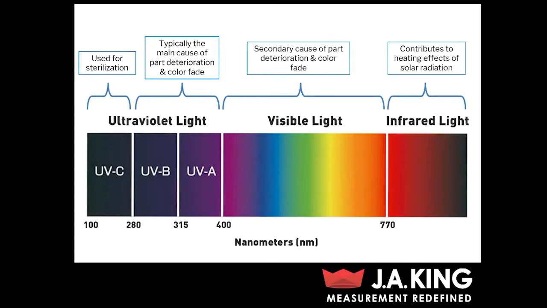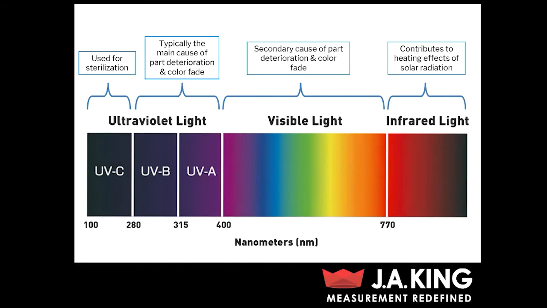Now, if you move up in the spectrum a bit, we hit UVA and UVB. These are typically the main cause of both part deterioration and color fade. Further up in the spectrum, we've got visible light, which is typically the secondary cause of those same factors, both part deterioration and color fade. But it is important to note that different materials and different pigments are going to be affected differently by different portions of the spectrum. While some pigments might experience a lot of color fade down at 300 nanometers, other pigments experience color fade more from that visible light portion, maybe up in the 500 nanometer range.